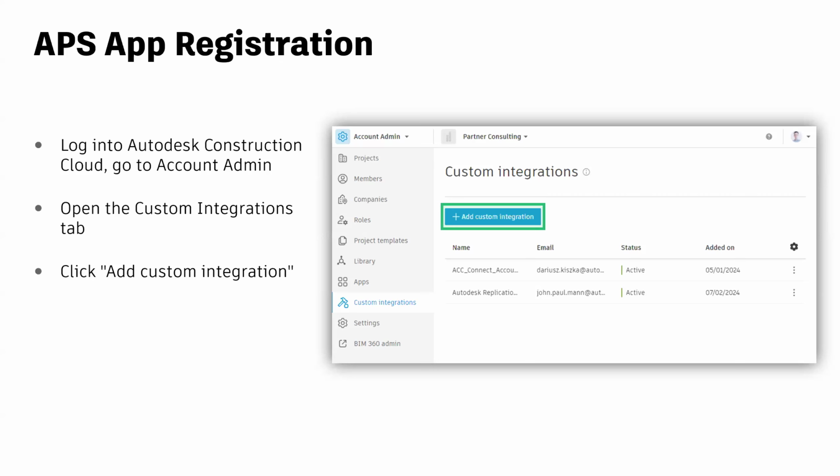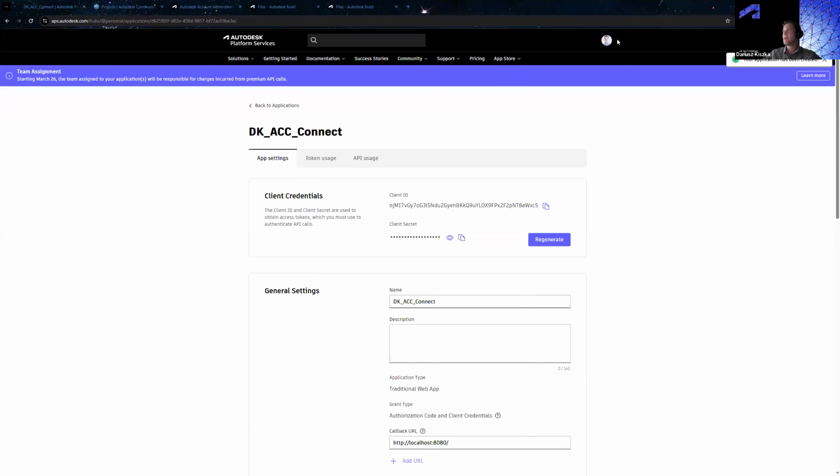Thank you. Okay, so one more time, going to our APS platform, we navigate to Create My Application. We input the name of the application, and once the application is registered, we will see that we have a client ID and client secret.